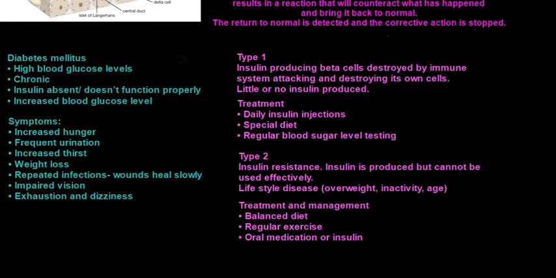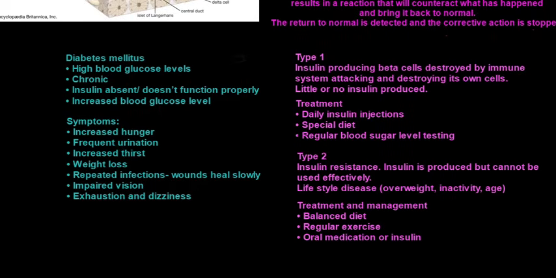Now, if there's something that goes wrong and insulin or glucagon cannot be released, then it can have some major effects on your health. So the biggest one that everyone should be aware of is diabetes. So what that is, it is high blood glucose levels. And this is a chronic disease, so there's no cure for it. And this is when insulin is absent or insulin doesn't function properly. And this leads to an increased blood glucose level.